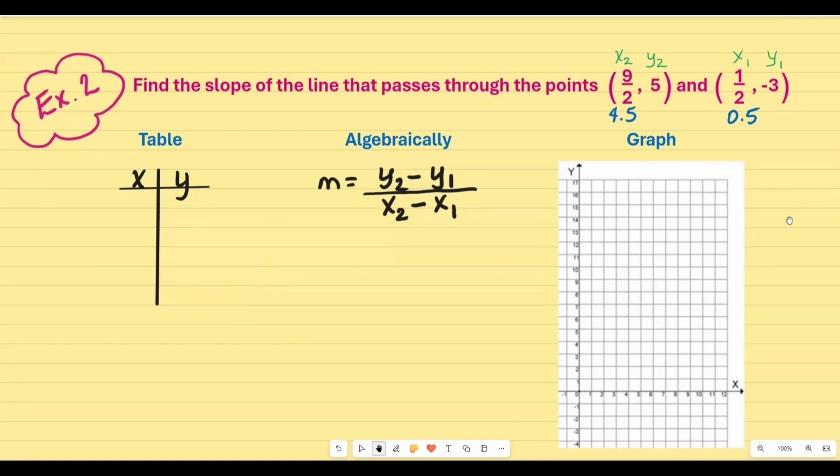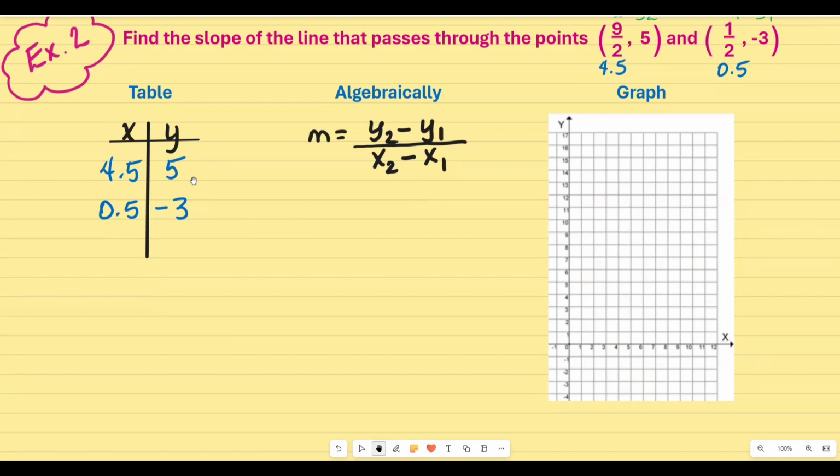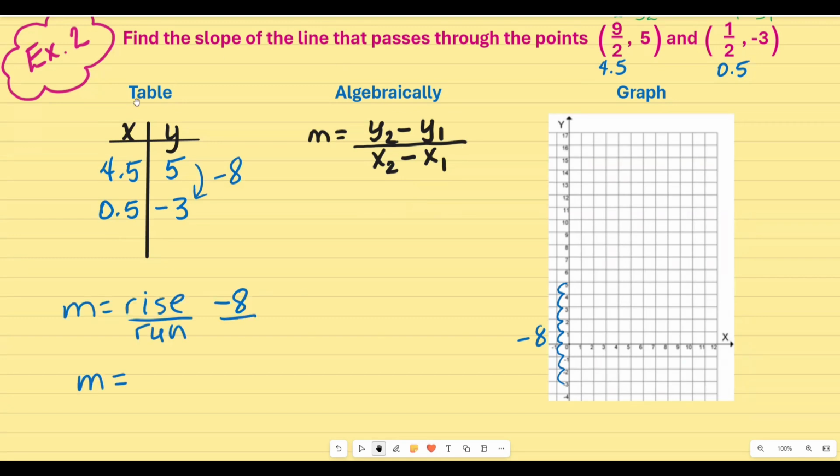Using my table method, I have 4.5 and 5, and then I have 0.5 and -3. So let's go over to the graph, which I'm using just for a number line. All right, so if I'm trying to go from 5 to -3 on my y-axis, I would have to go down. So 5 to -3 so that's -8, which represents my rise. And then I go to my x-axis, 4.5. And what do I need to do to get to 0.5? Well, 4.5 is in the middle here. And 0.5 is right here.